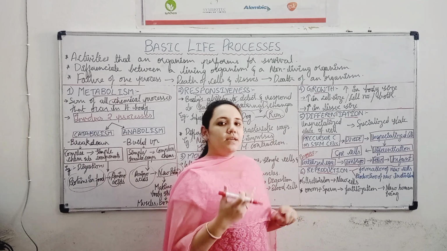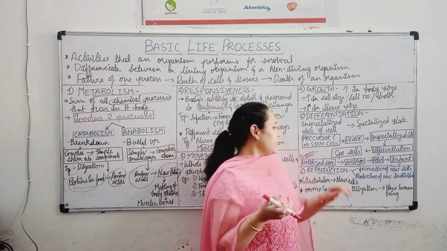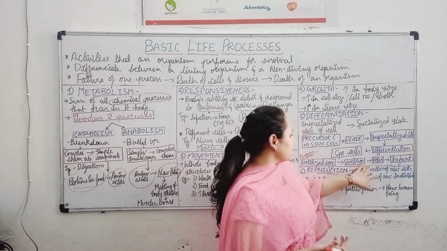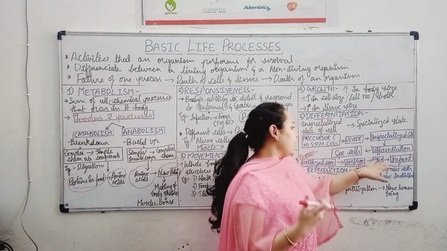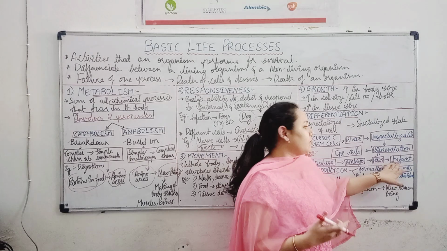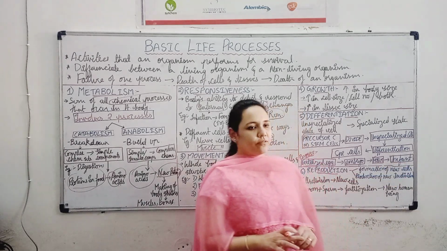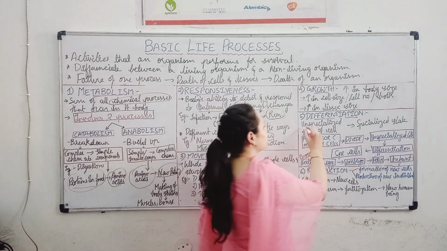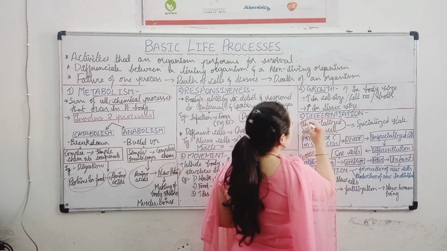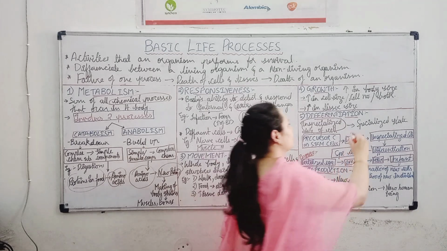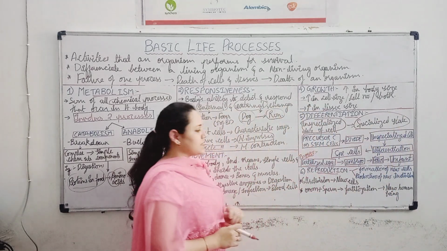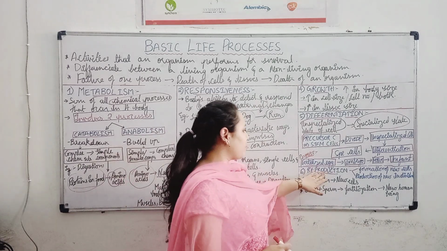अनदर एग्जाम्पल इज जब फर्टिलाइजेशन होता है that fertilized egg results in formation of embryo and embryo forms fetus and fetus finally forms an infant. So these are the examples of differentiation. So differentiation is nothing but conversion of unspecialized cells to specialized cells. And the last basic life process is reproduction.